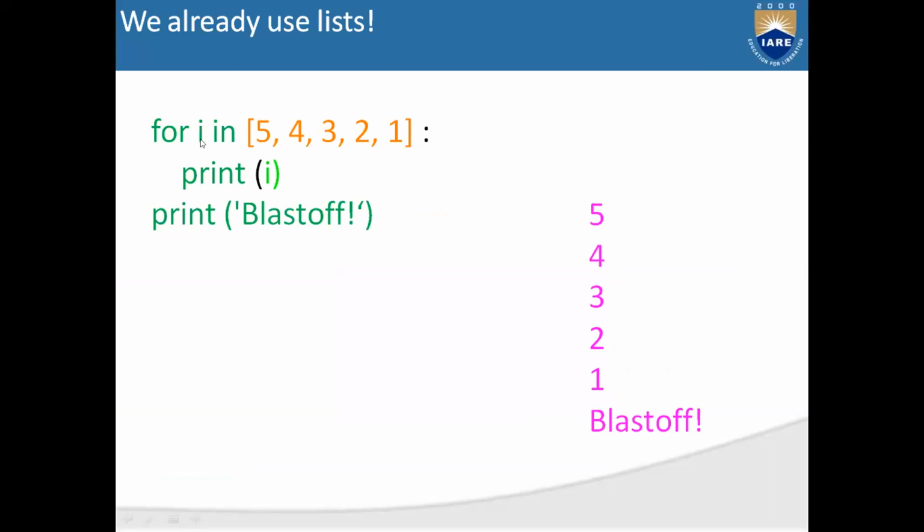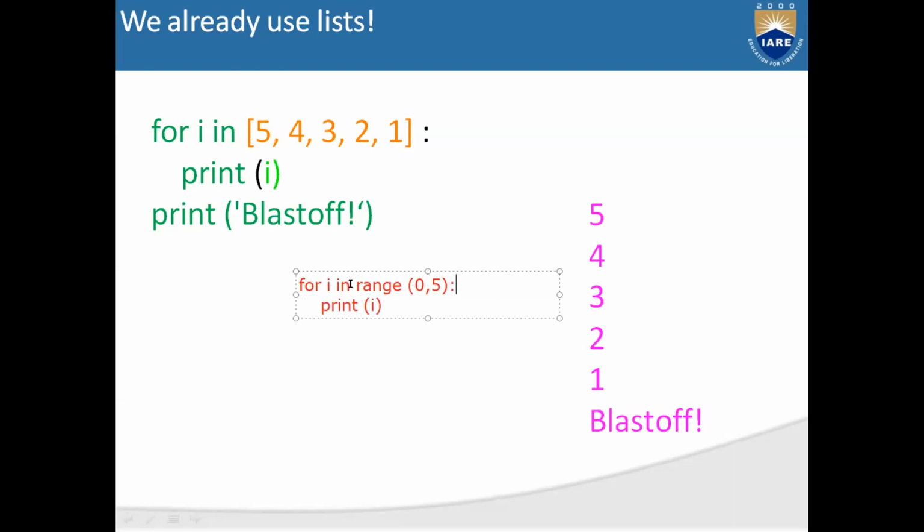So what are the i values? Actually, if it is in range, how the values are going to be taken by i? If it is in the range, the values are going to be taken starting from the start value. For example, for i in range of 0, 5, print i. So what will be the output? For i, 0 to 4. 0, 1, 2, 3, 4 it will print, right?